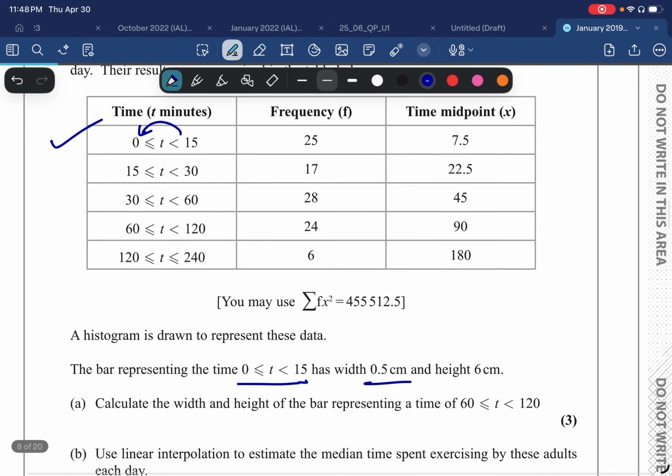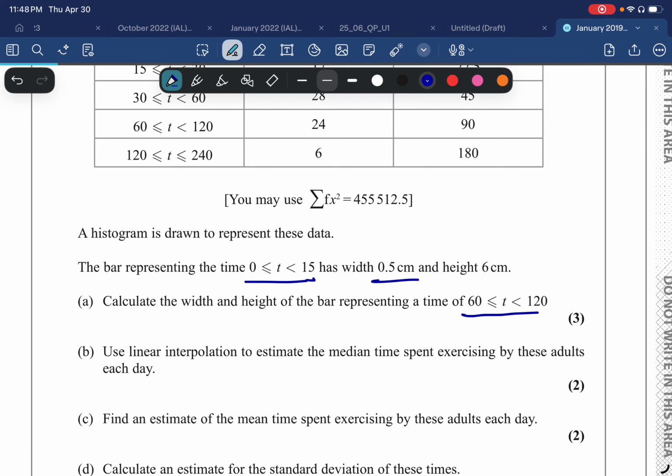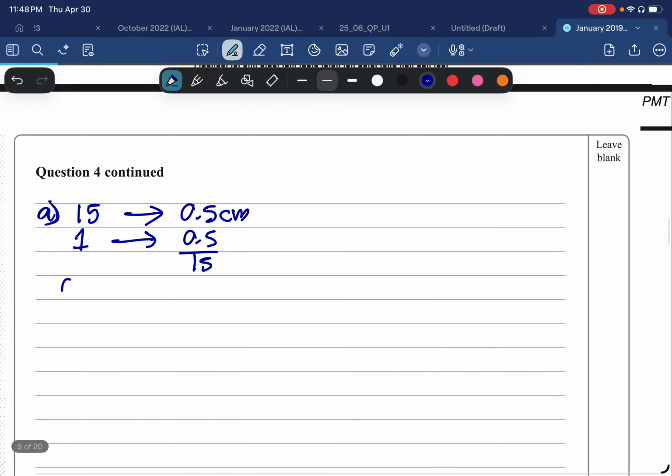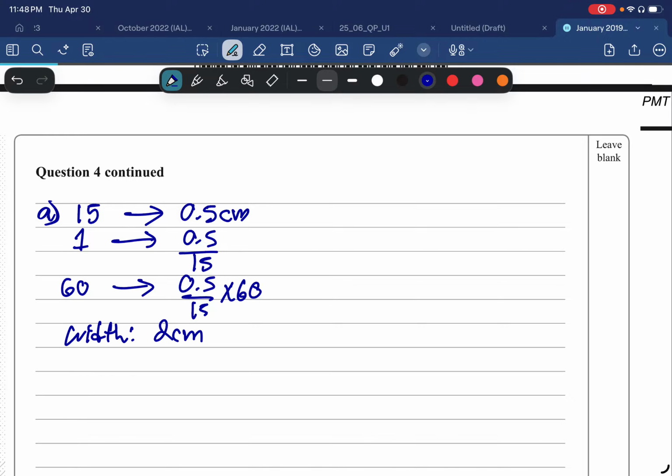The desired one is 60 to 120. We can see the difference between the two is going to be 60. So for a class interval difference of 60, it's going to be 0.5 times 15 times 60, right? As simple as that. 15 times 60 gives us 2. So the width is just going to be 2 centimeters.